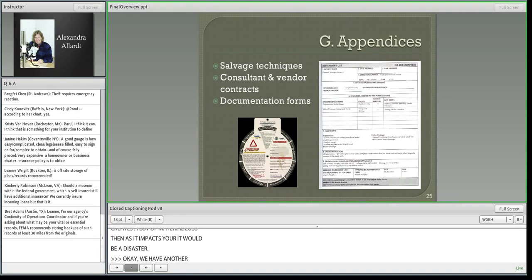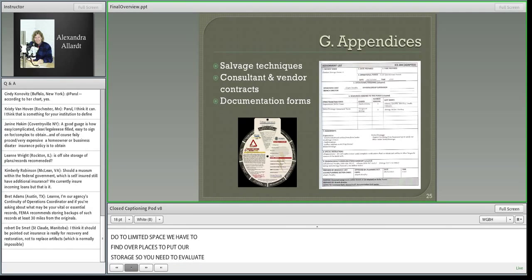Well, lots of us have Fibber McGee's closet, so due to limited space we have to find other places to put our storage. So what you need to do is evaluate the hazards and the risk of an incident happening in that off-site storage. That's something you can begin to evaluate and put on your horizon. Make sure that it's part of your questions and your answers that you will address.